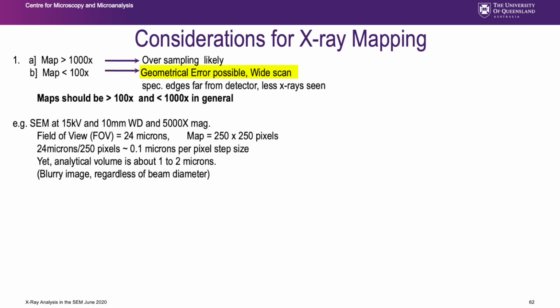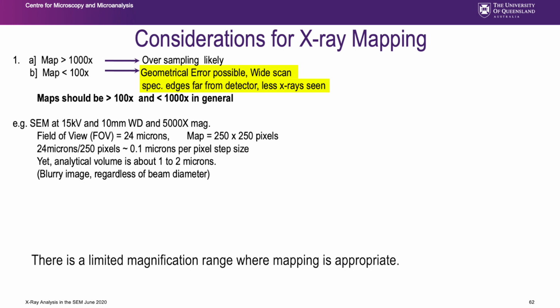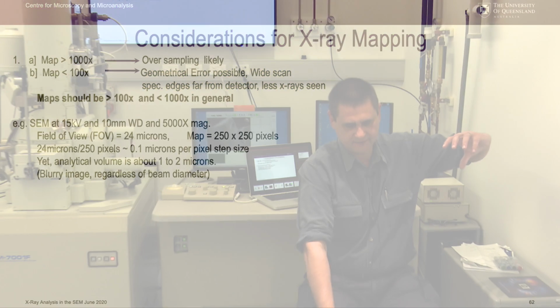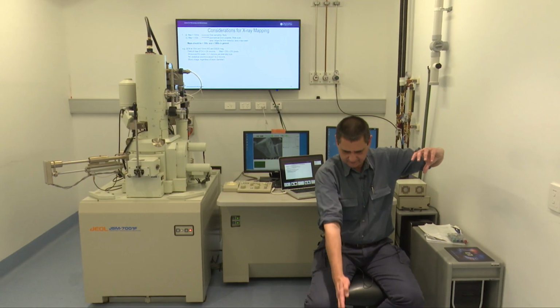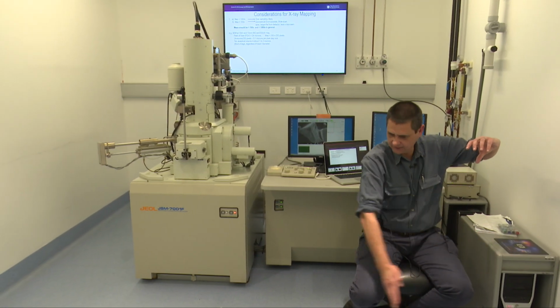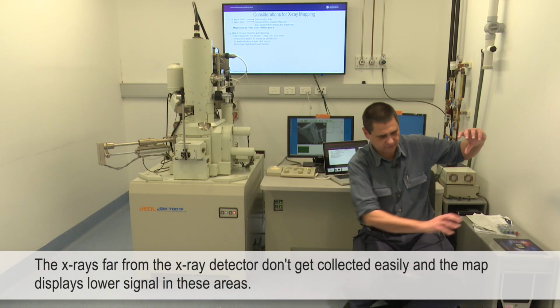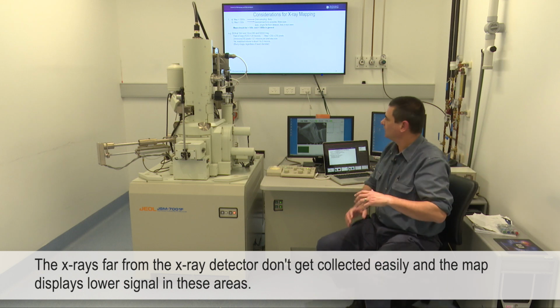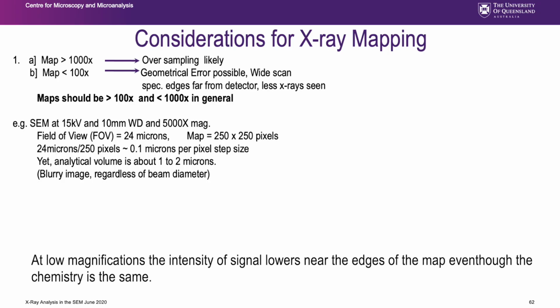One is a geometrical consideration. I think there's a limited range over which mapping is appropriate in general circumstances. If you're doing a low mag map, the beam is moving quite a distance. With the X-ray detector here and the electron beam in the centre, when you're moving all the way there and all the way there, it's not as easy for the X-rays from the extremes to hit the detector. Because of that, at low magnifications, you tend to see the intensity fall off at the edge of the map, even though the chemistry might be identical.